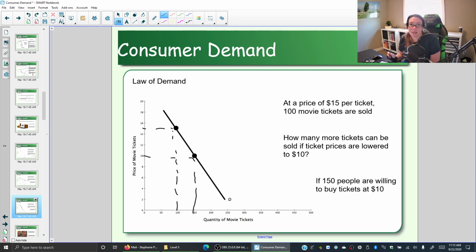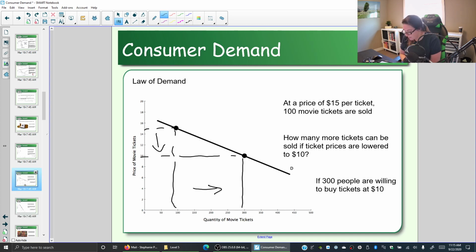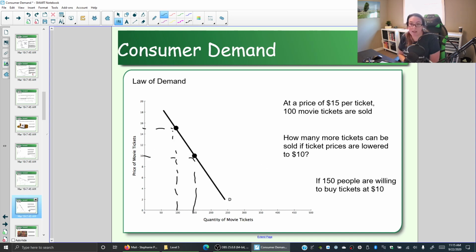So notice in this case, they both follow the law of demand. The price went down, quantity demanded went up. But the question is, how much did quantity demanded go up? In this case, it went up by 200. In this case, it went up by 50. So we need to understand what that means and why we should care. Why does it matter how sensitive people are to price change?